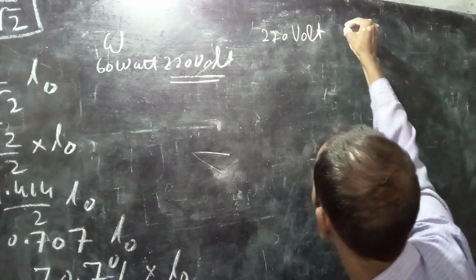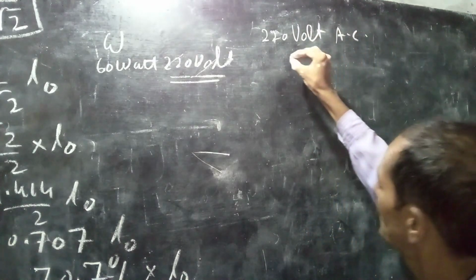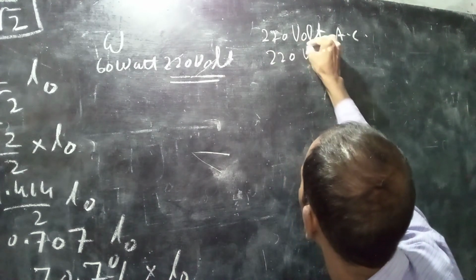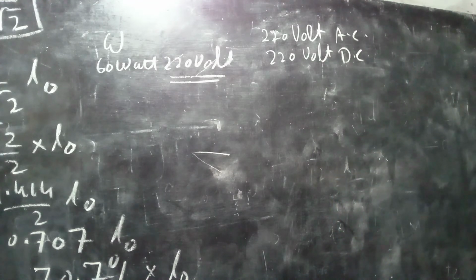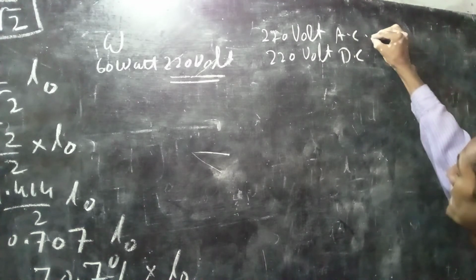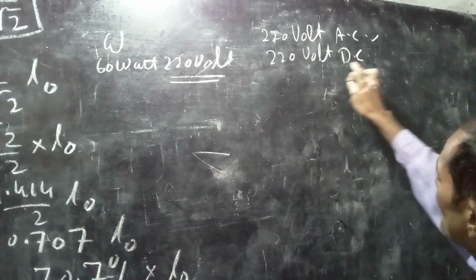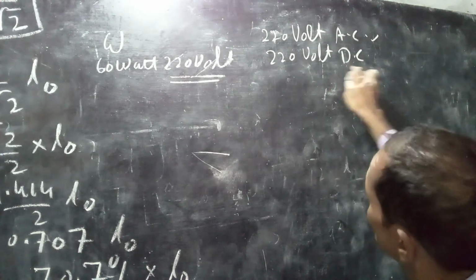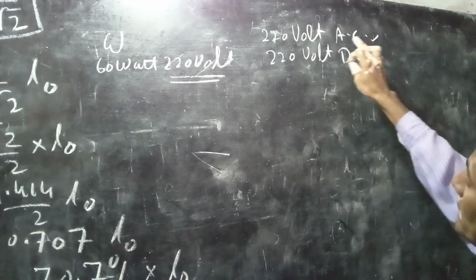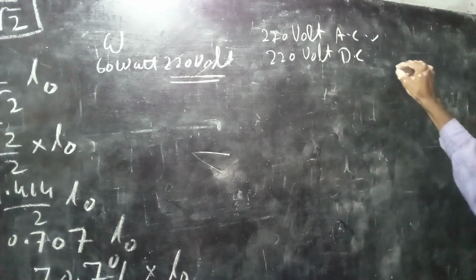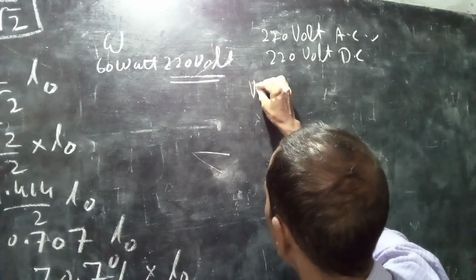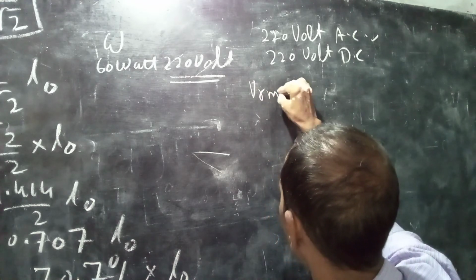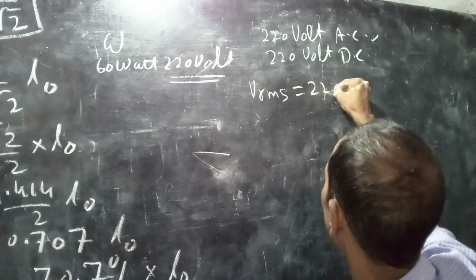If we test 220 volt AC and 220 volt DC, from which do you get more shock? You get more shock from AC. Why? 220 volt DC means the voltage is fixed at 220 volt. But 220 volt AC means this is the VRMS value, the root mean square value of voltage is 220 volt.